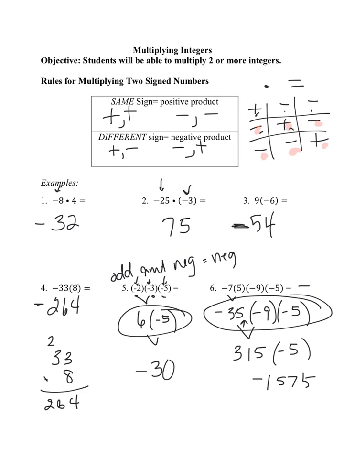That means multiplication. So to recap, anytime you're multiplying integers, if they have the same sign, your answer is positive. If they have different signs, your answer is negative.